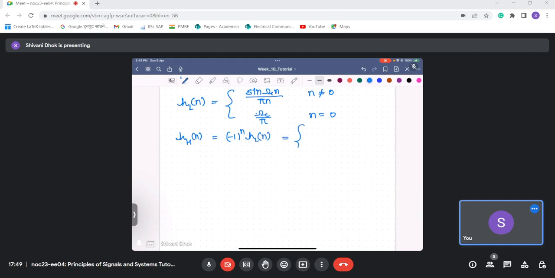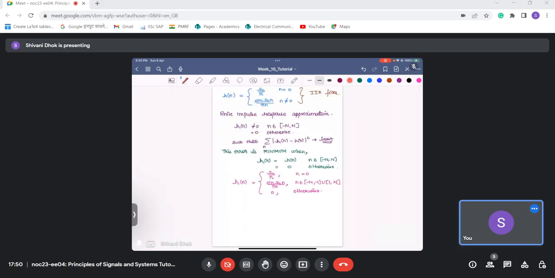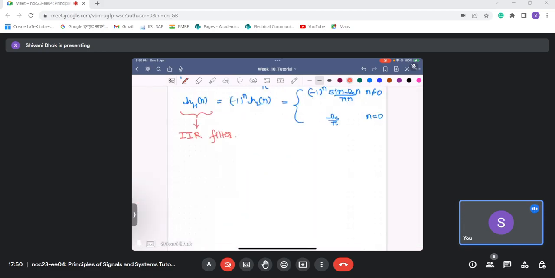So this I can write as minus 1 to the power n sine of omega c n by pi n, for n not equal to 0, and this is equal to omega c by pi for n equal to 0, since minus 1 to the power 0 is 1. And note that this is an IIR filter, and similar to the previous example that we had here, the finite impulse response approximation for this filter was basically the filter values for the allowable range. Similarly, we'll have in this case also.